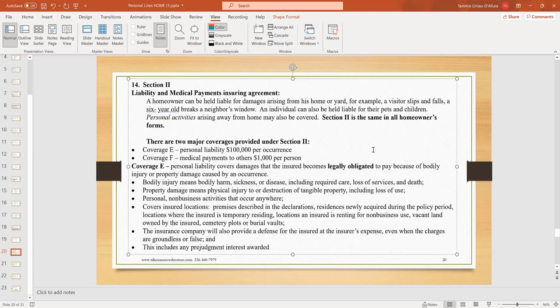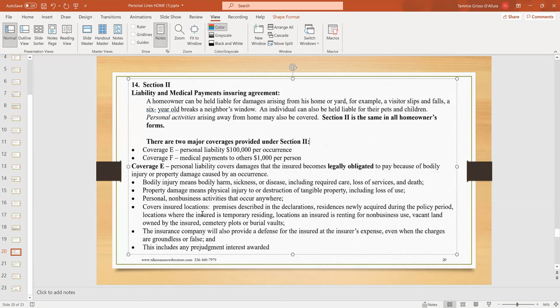What is bodily injury? It is sickness, disease, including required care, loss of services, and death. Property damage is damages someone else's property. Physical injury or destruction of tangible property, including loss of use. It is for non-business personal activities that can occur anywhere.